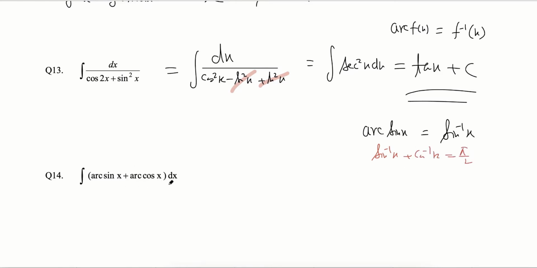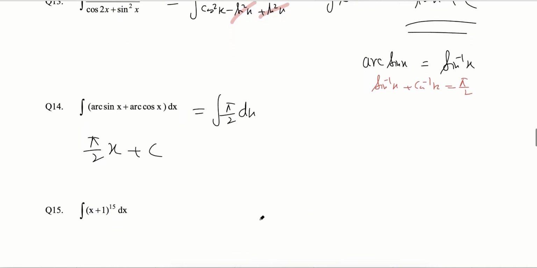So in place of this total, I can write pi by 2. Means the actual question is pi by 2 dx. Pi by 2 will come out, and this is going to come pi by 2 integration of dx. Integration of dx will be what? x plus c. This will be your answer. Is it clear? Yeah. Now next.